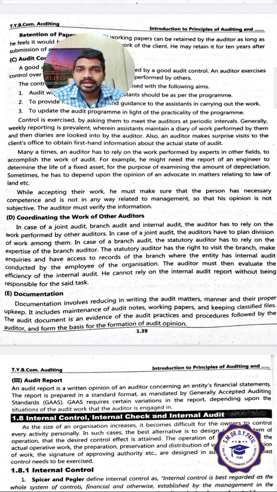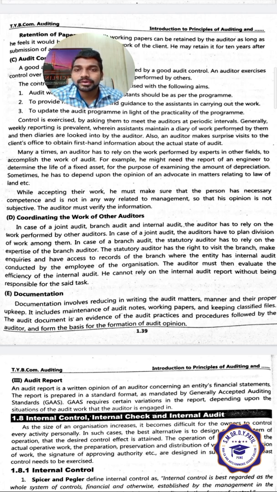Also, an auditor makes surprise visits to the client office to obtain first-hand information about the actual state of audit. Many times an auditor has to rely on the work performed by an expert in the field or in other fields to accomplish the work of audit. For example, he might need the report of an engineer to determine the life of a fixed asset for the purpose of examining the amount of depreciation. Sometimes he has to depend upon the opinion of an advocate in matters relating to the law of the land, etc.